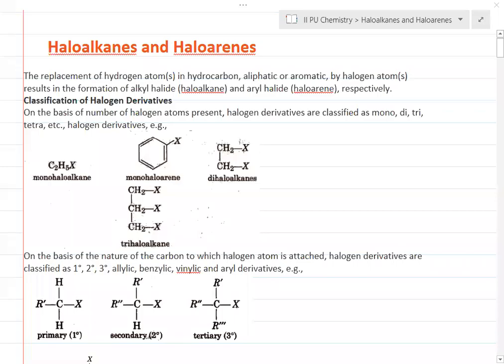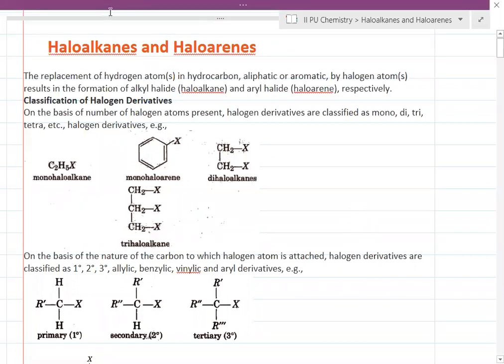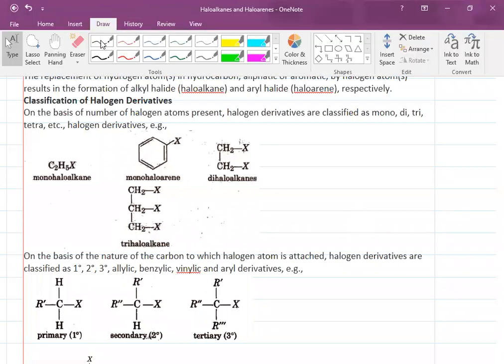Okay, so we are going to discuss the haloalkanes and haloarenes. So, what is a haloalkane and how is it formed?